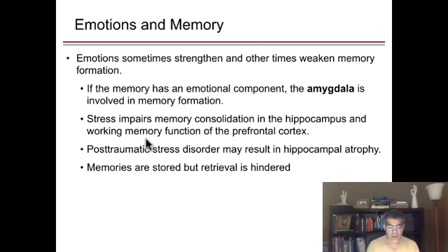They cannot even use their working memory. That can be proven by checking the size of the hippocampus in patients who suffer from post-traumatic stress disorder. People with post-traumatic stress disorder show atrophy of the hippocampus. In many cases, people who go through stress may store the information, but they cannot retrieve it.